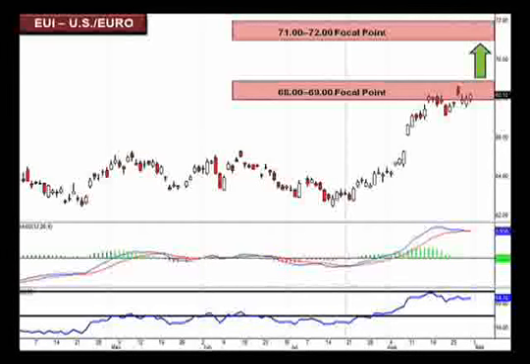So we just need to be aware of what the price action is doing at the 68-69 focal point. If we do see the price action rejecting here, look for the consolidation down to the 66 level on the downside. A breakout above 69 means that we've undertaken a new rally that could go all the way up into the 71-72 area on the upside.